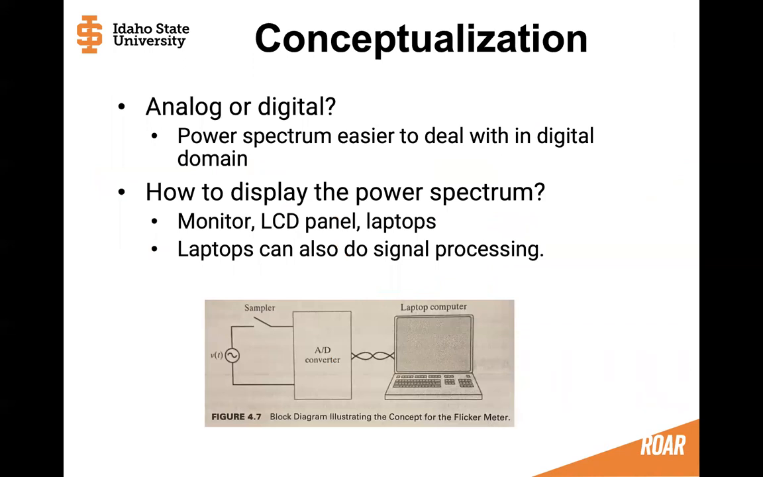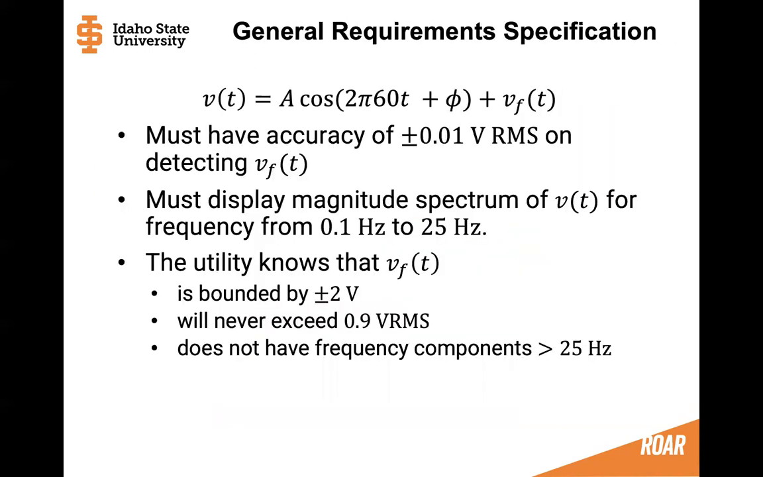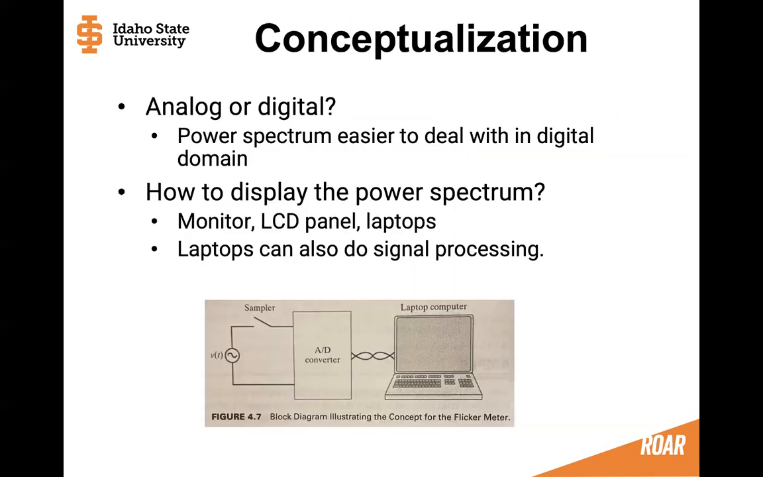So first, in this conceptualization stage, let's take a look at this problem and just think about it some more. If you're an engineer on this team, you might ask yourself, should we do this using analog or digital methods? And you might determine that this is probably going to be easier for us to do in the digital domain. It'll be easier for us to analyze all these signals. Then you might also say, we have this requirement specification: we must display the magnitude spectrum over that frequency range. How are we going to display it? There are monitors, you could get an integrated LCD panel, you could use laptops. And laptops can also do digital signal processing. So based on this conceptual stage, you could conceive of a concept that takes your voltage as an input, has an analog digital converter, and uses the laptop computer to display your frequency spectrum.